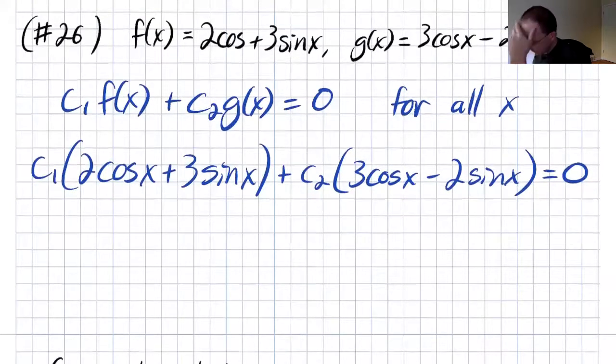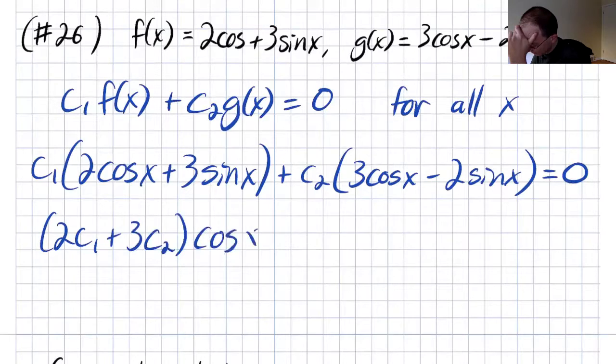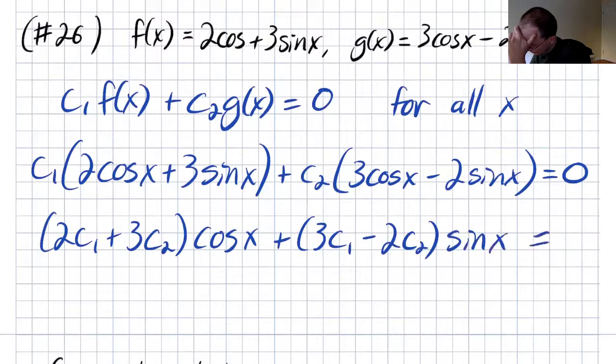And let's see. So I'm going to suggest again, I guess we could plug values in, or we could just rearrange and combine the cosine terms. Yeah, maybe let's do that first. So let's rearrange this. So we have 2c1 plus 3c2 times cosine x plus 3c1 minus 2c2 sine x is equal to 0.